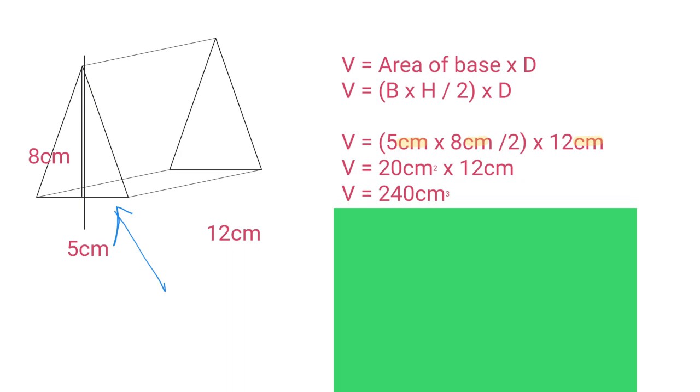centimeters cubed. Okay, and again, because we're going from centimeters squared times centimeters again, that's why we wind up with centimeters cubed. So pretty easy. As long as I know how to find the area of the triangle, then I know how to find the volume of the entire shape.